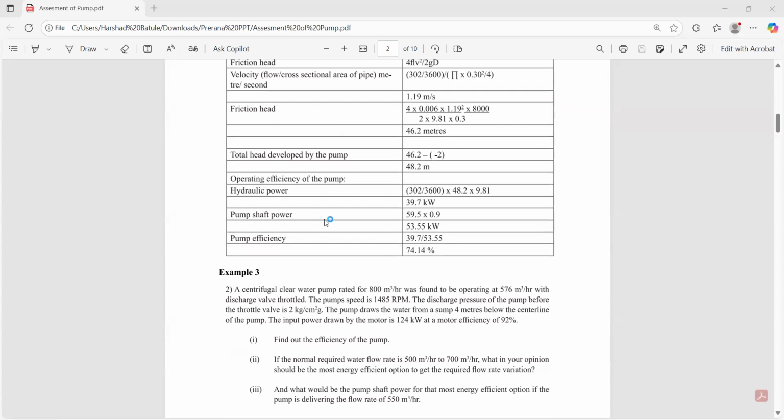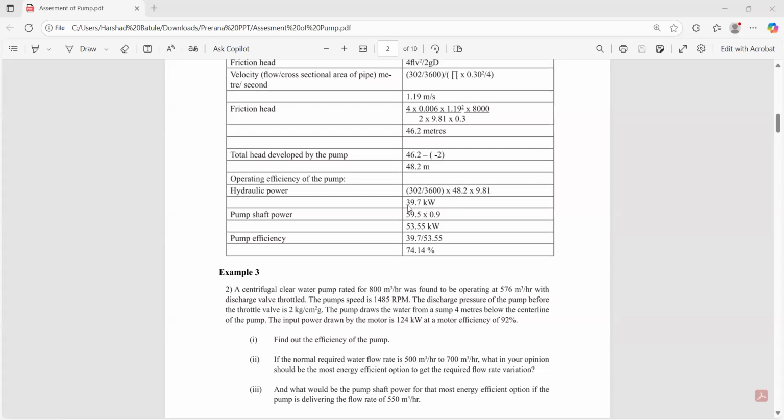After that, hydraulic power would be rho QGH divided by 1000. The volumetric flow is 302 divided by 3600, means you have calculated it in meter cube per second. Then 48.2, we have calculated as the total head, and then 9.81 is acceleration due to gravity. Into 1000 is density of water, divided by 1000, means they have cancelled. So your hydraulic power is 39.7 kilowatt.